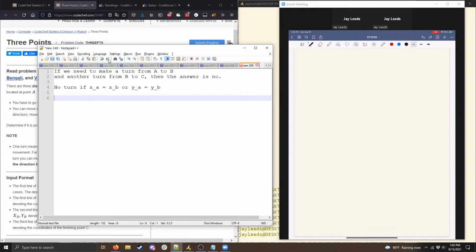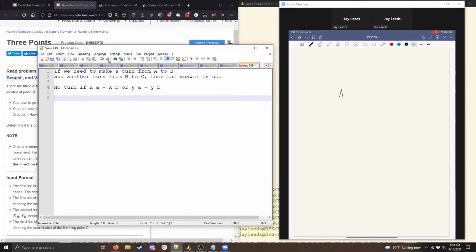Now the other catch is that we cannot reverse course. And what I mean by that is, well, here, I'll show you. So if we have A here and B here, then we can't have C back here, because that would require us to, actually, hold on, sorry, this is a bad example.